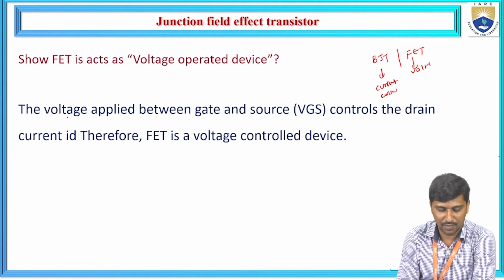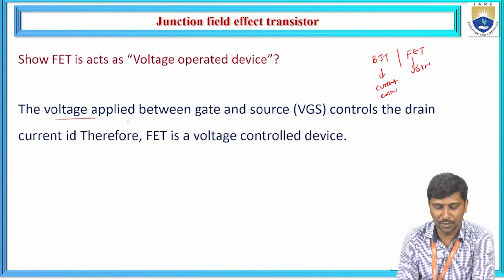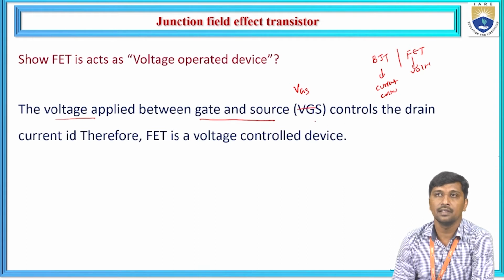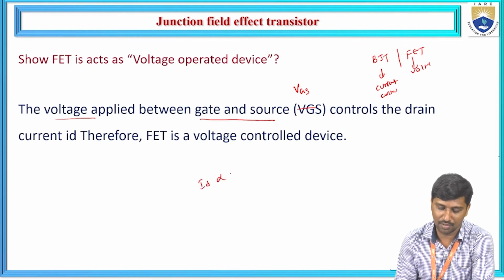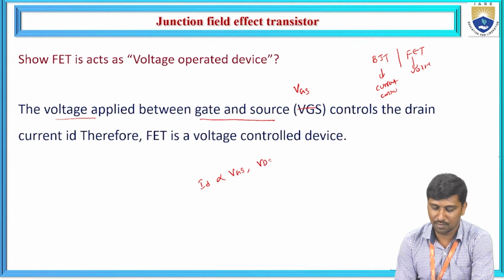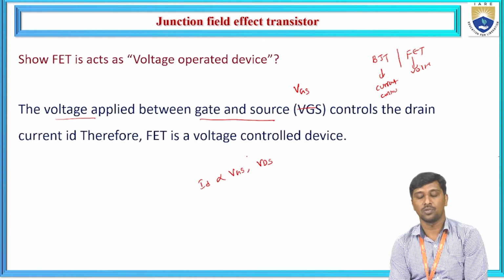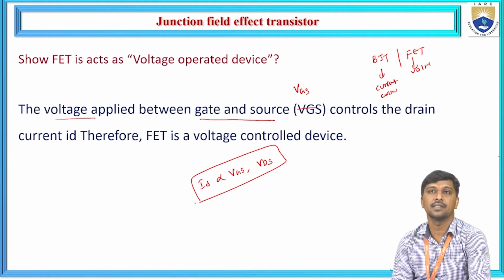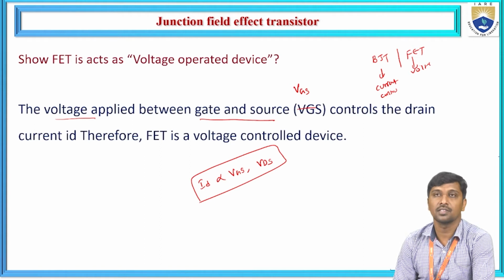Whatever the field means, the field in terms of voltage between the two input terminals, gate and source, is represented as VGS, and it controls the flow of drain current. So ID is a function of the applied electric field between gate and source, and also the potential difference between drain and source. From this statement, the FET acts as a voltage control device, or a voltage operated device.